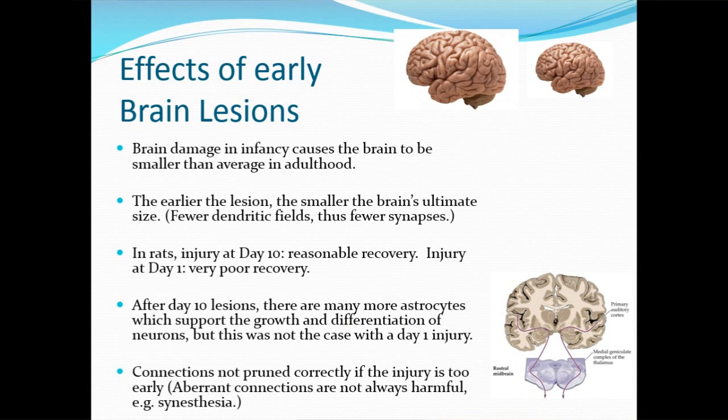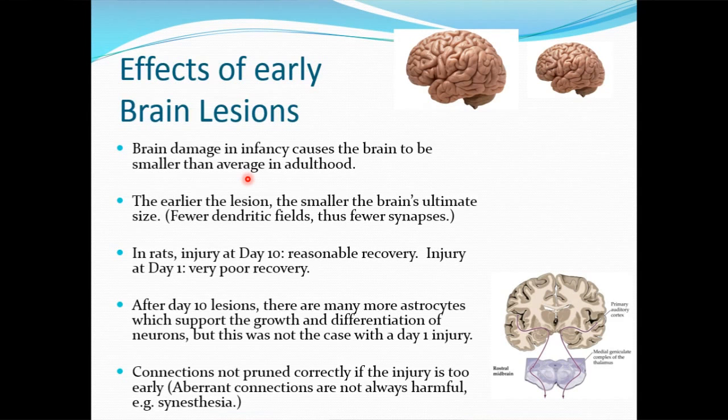So let's look at the effects of early brain lesions. Brain damage in infancy causes the brain to be smaller than average in adulthood. The earlier the lesion, the smaller the brain's ultimate size, because there are fewer dendritic fields, fewer synapses, so the brain just is smaller.